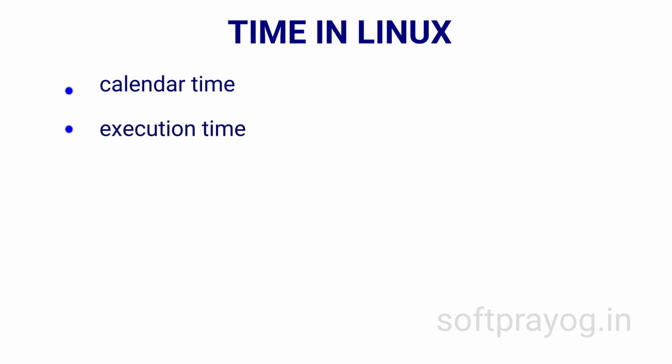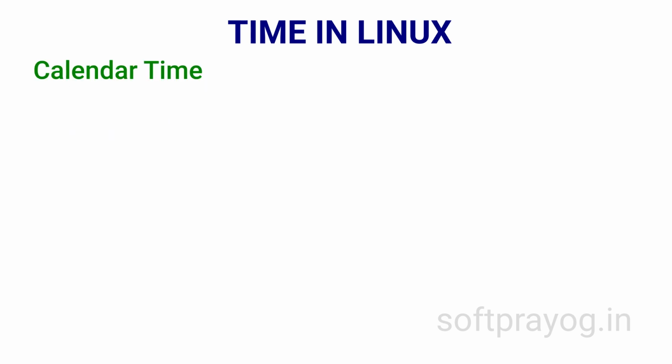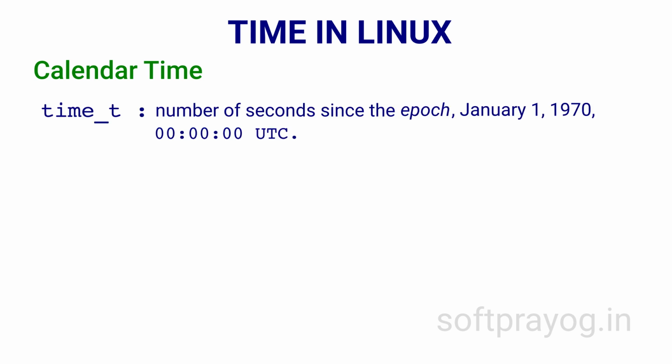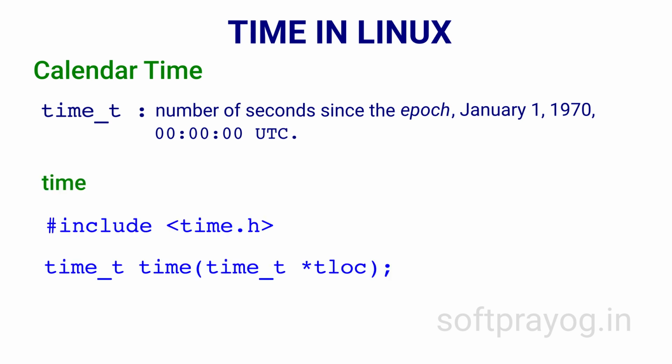We now come to the programming part of this video and we look at the system calls. There are two kinds of time, calendar time and execution time. We'll first look at the calendar time. The most common type for calendar time is time_t, which is the number of seconds that have passed since the epoch, January 1st, 1970, 00 hours, 00 minutes and 00 seconds UTC. And we have the time system call, which returns the number of seconds that have passed since the epoch.